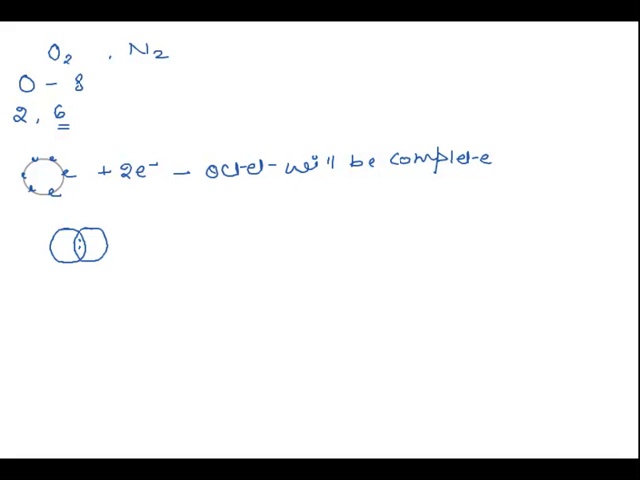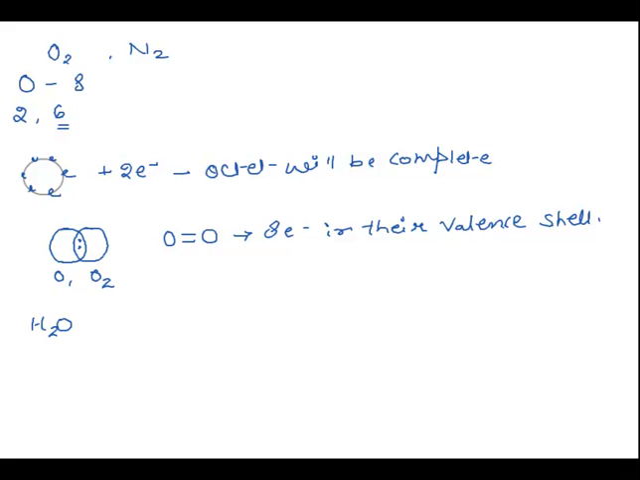Now when they are sharing 2 electrons, these electrons will be counted with both the oxygen atoms. This is the first oxygen atom and this is the second oxygen atom, and this is represented as oxygen double bond oxygen, so that the octet of both the oxygen atoms is complete, and both of them have 8 electrons in their valence shell. N2 is also forming a covalent bond. If I am forming H2O, how will it be formed? There is also a covalent bond here.